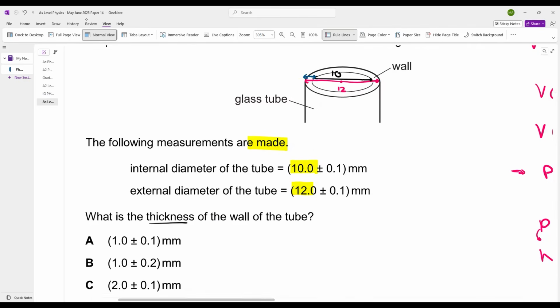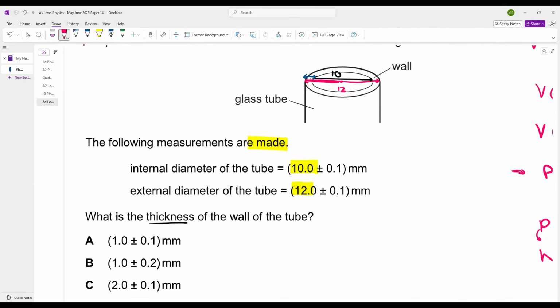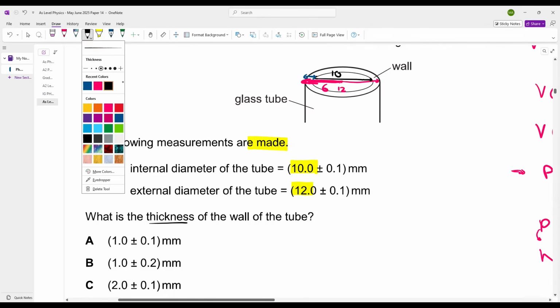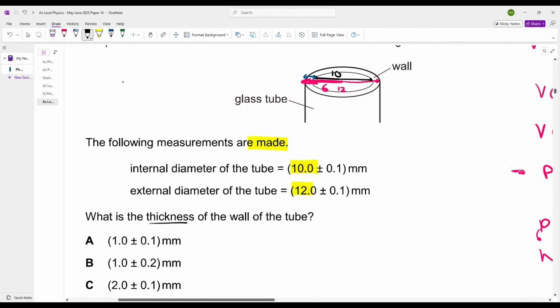कैसे करोगे? Just focus on the board. बेटा अगर ये पूरी पिंक वाली लेंथ 12 है, राइट? अगर ये पूरा डायमीटर 12 है, what will be half of this length? If the entire length is 12, what will be this half length? 6. And if this entire black length is 10, what will be this half from the center? Obviously 5.